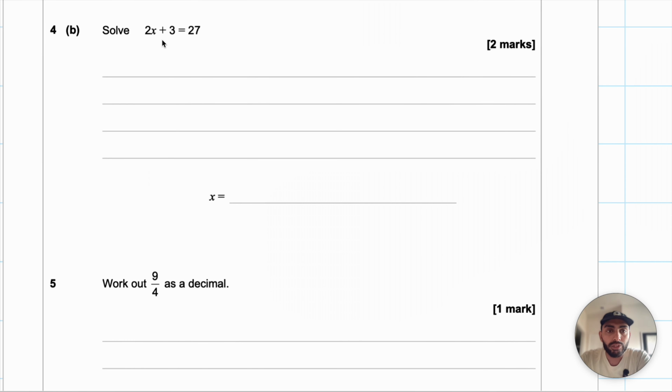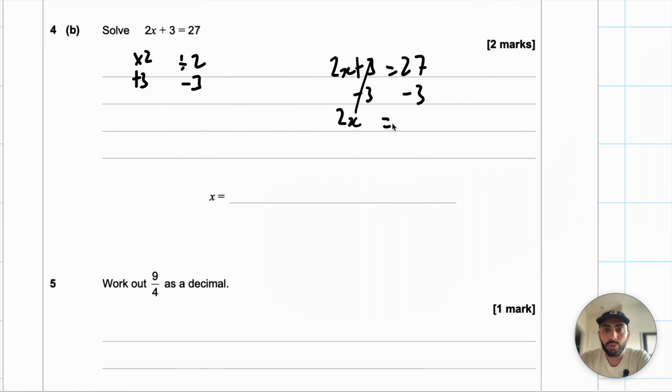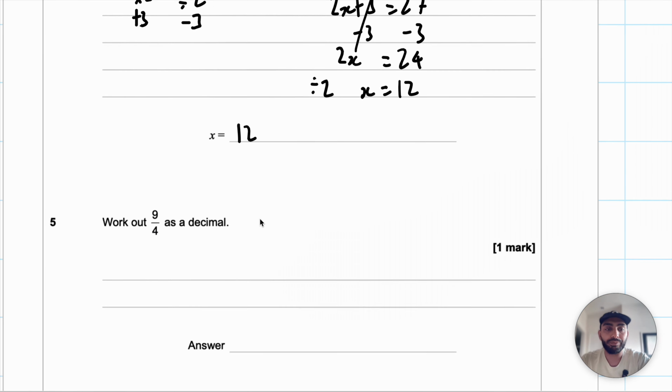Part B, solve 2x plus 3 equals 27. x is being multiplied by 2, and then we're adding 3, so we need to do the opposites of that. We need to take away the 3 first, and then we need to divide by 2. So 2x plus 3 equals 27. Let's take away 3 first from both sides. 2x would be equal to 24. Divide by 2 on both sides. x would be equal to 12. Just substitute that back in just to check it.